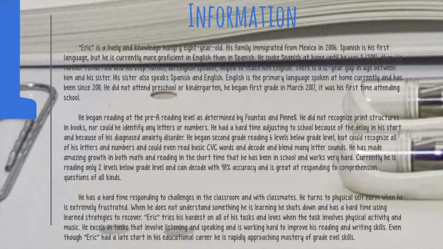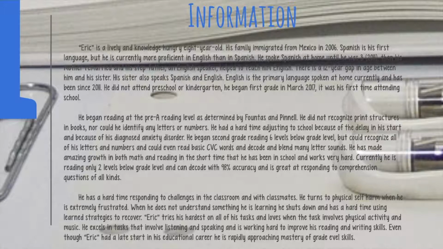He began reading at a pre-A level, determined by F&P, and he didn't recognize any print structures in books, nor could he identify any letters or numbers. He had a hard time adjusting to school because of the delay in his start and because he has a diagnosed anxiety disorder. He began second grade reading 6 levels below grade level, but could recognize all of his letters and numbers now. He could even read and write basic CVC words.